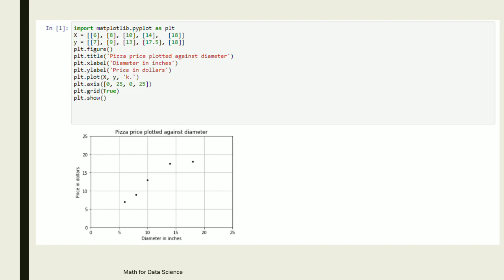Firstly, I just want to plot this particular data in my graph. I am plotting this, and it comes out as the price in dollars versus diameter in inches, and I get this particular graph. Now if a person says to me, I have a pizza with a size of 16 or 17, what may be the price? I can have a best fitted line and then predict what it would be.